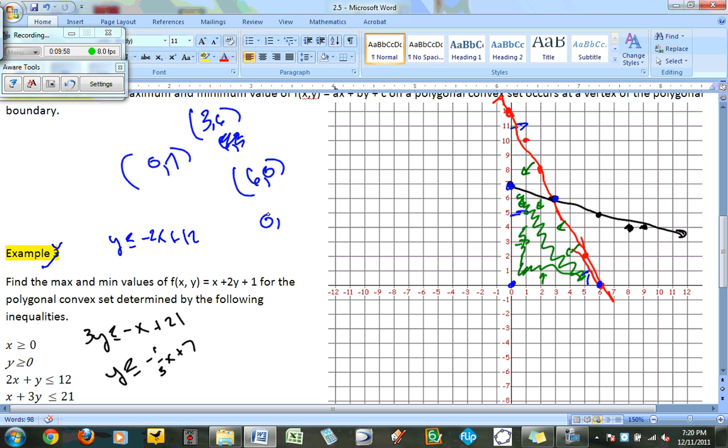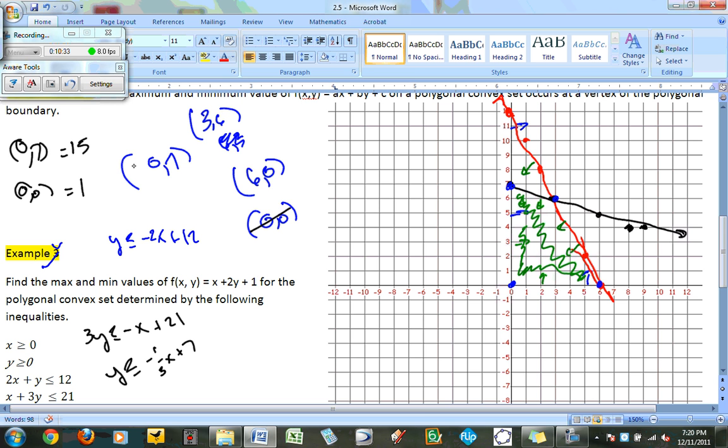All right, so we have 4 points where it meets, and when we plug these in, the highest number is going to be our maximum, the lowest number is going to be our minimum. So let's start out with 0, 7. When I plug 0 in for x and 7 in for y, I get 0 plus 14 plus 1, which is 15. So when I plug 0, 7 in, my value is 15. When I plug 0, 0 in, my value is 1. 0 plus 1 is 1.